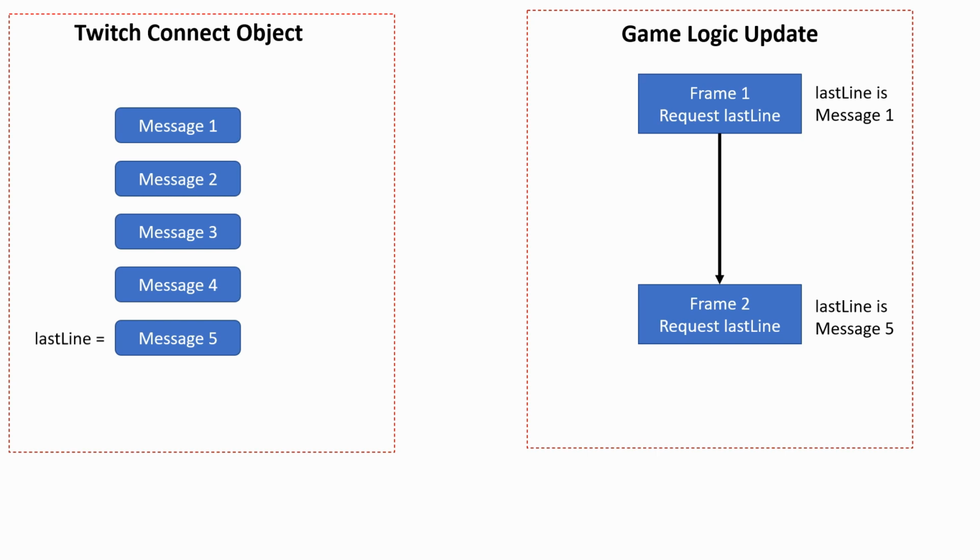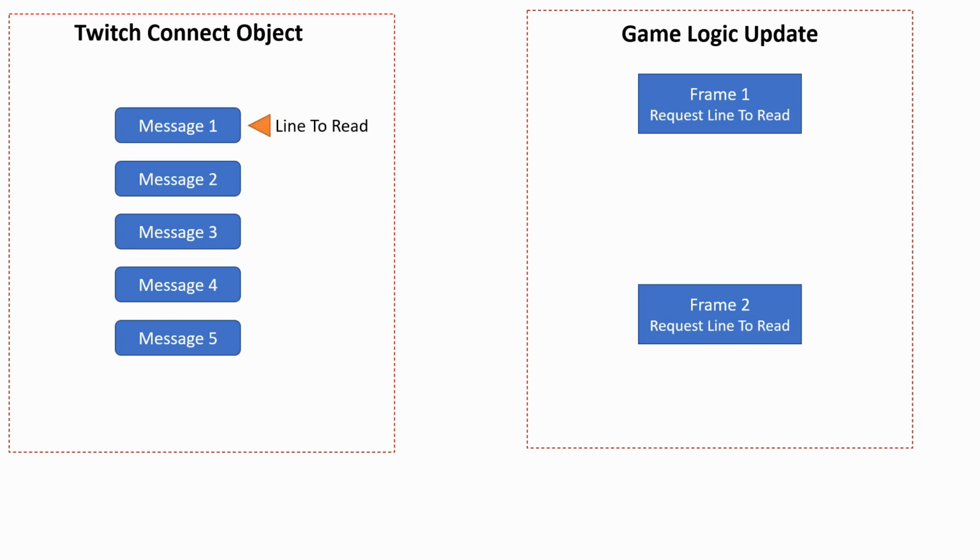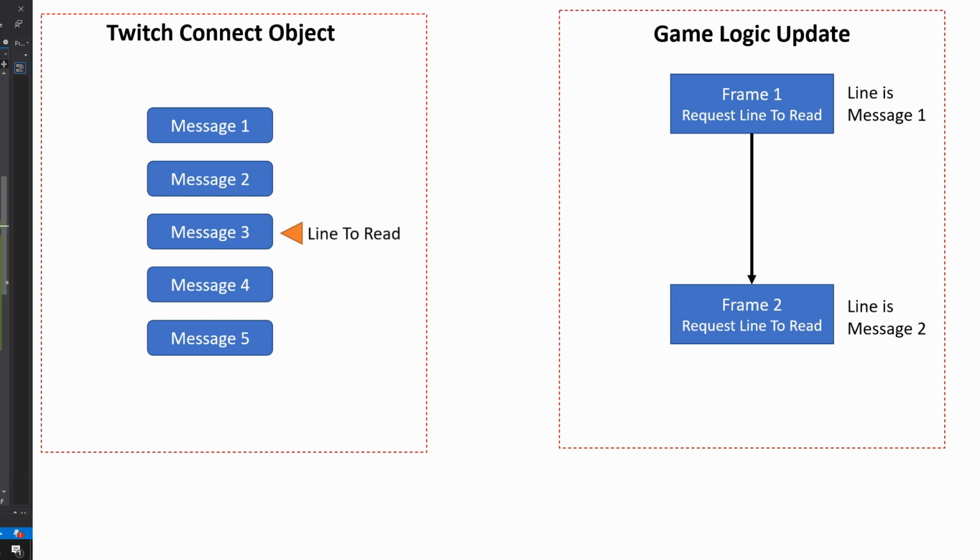Luckily, tackling this issue is straightforward. Rather than having a last line, we should have a log of all the messages sent by Twitch, and an index which increments every time the game logic requests a new line. This way the game logic can request the next message in the logs rather than the last message. This way we ensure that we will not skip any messages sent by Twitch.